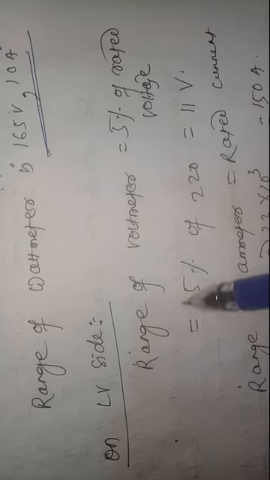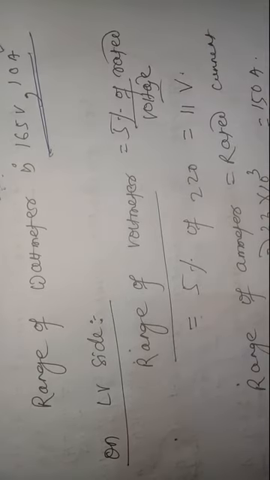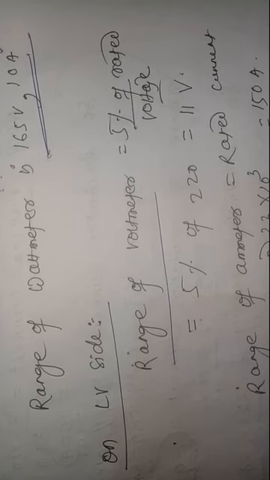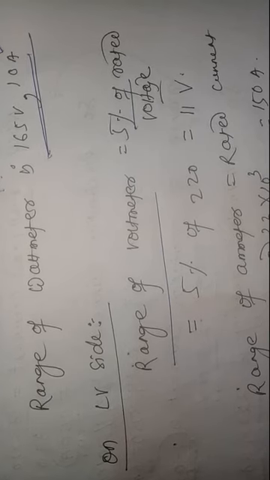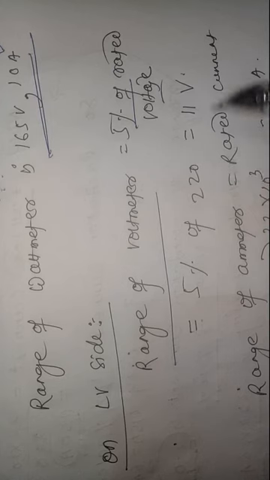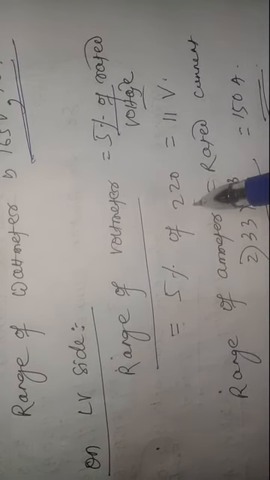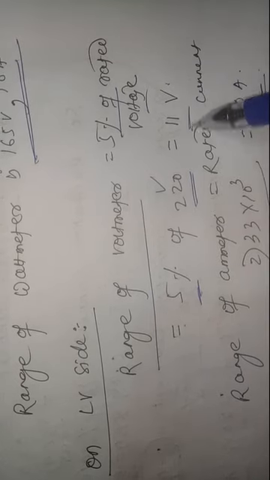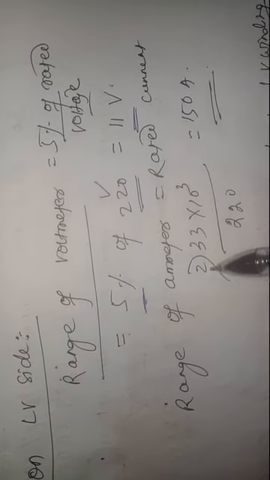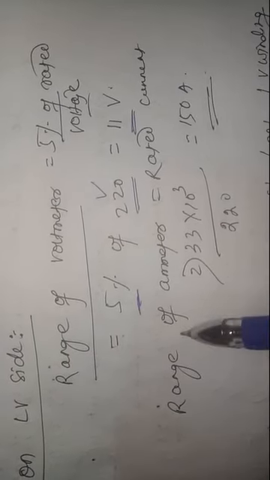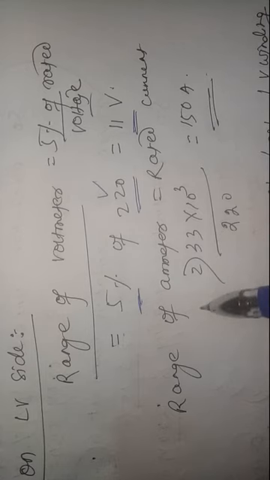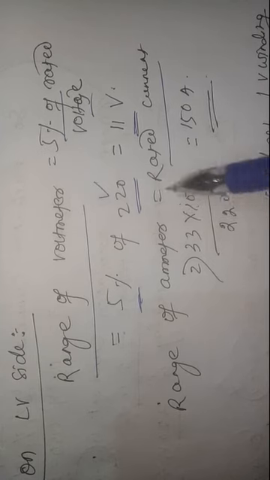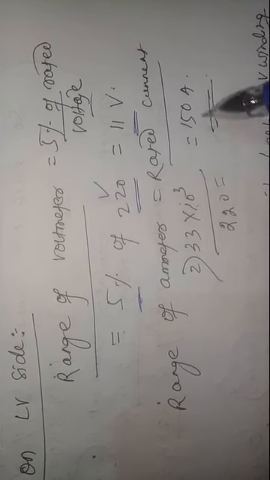Assume the range of the voltmeter is equal to 5% of the rated voltage. On the LV side the rated voltage is 220, so 5% of that is equal to 11 volt. For the range of the ammeter, the secondary is short circuited, so it will draw the maximum current. The rated current will be 33 into 10 to the power 3 divided by 220, which is equal to 150 ampere.